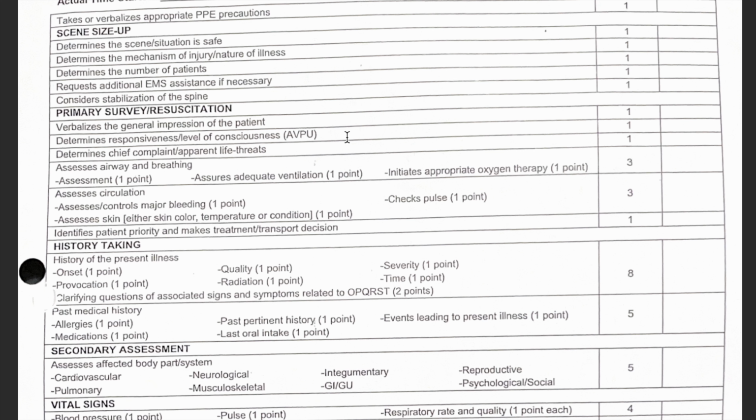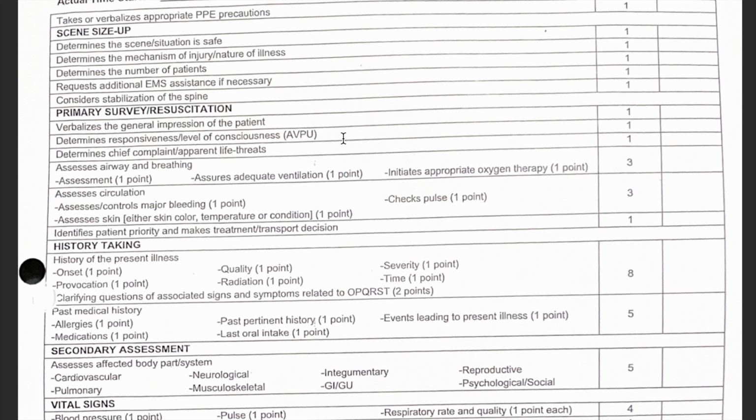What month is it? Do you know the time right now? Do you know who the president is? If they do, that's going to tell you that they are at least A&O times 3. And then after that, you can even ask them that fourth question, and that fourth question is just going to be for event. So, what happened today? Why'd you call us? Why are we here? If they can answer that, then they are going to be A&O times 4.